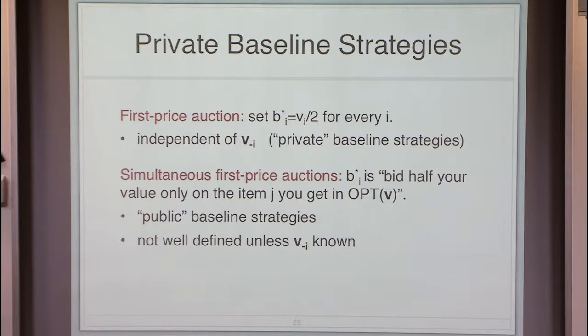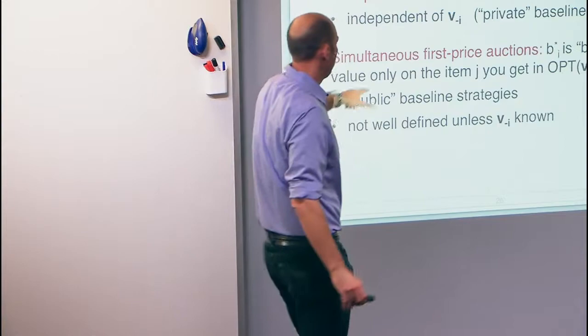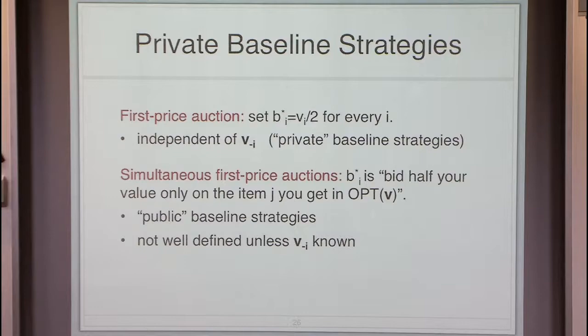So the baseline strategy I gave you in the composition theorem is not a private baseline. That is not well defined unless the agent is aware of the full valuation profile V. It's a function of V minus i also. So is the distinction clear? Moving forward, private baseline strategies give you Bayes-Nash guarantees for arbitrary correlated distributions. Public baseline strategies will give you guarantees only for product distributions. That's how it's going to play out.